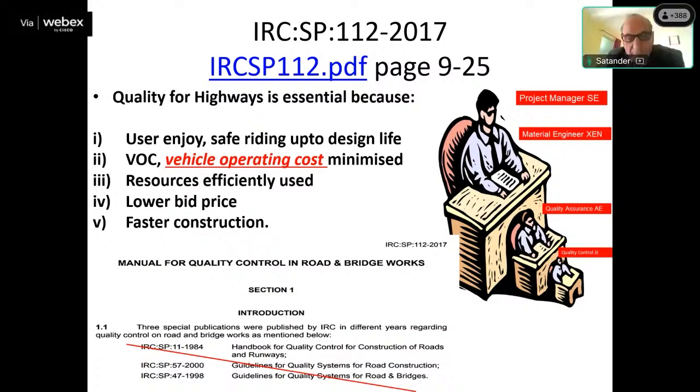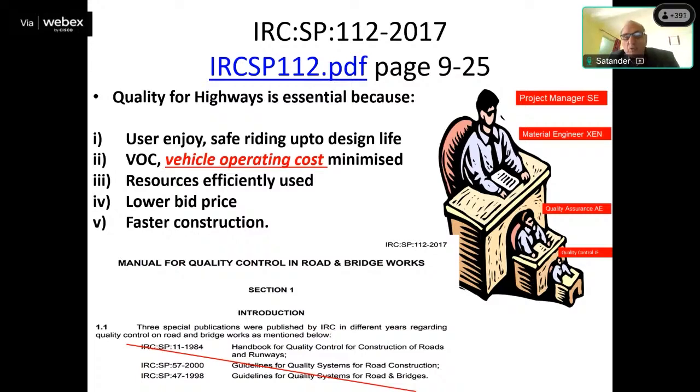If you see the bottom 3 codes, it is a copy of IRC SP 112. Today I am covering this. Earlier we had IRC SP 11 for roads, IRC SP 57, Q1, Q2, Q4 types, and IRC SP 4. These codes have been deleted. In place of that, we have IRC SP 112.